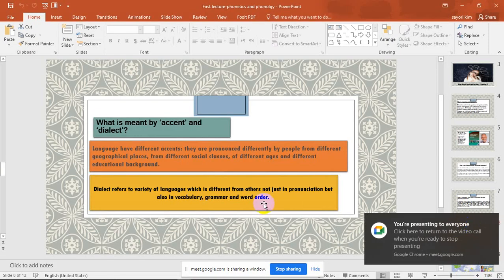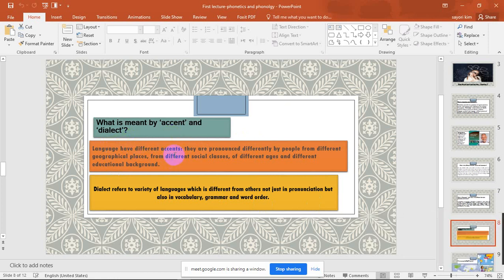So what is meant by accent and dialect? Language have different accents. Every language in the world have different accents. They are pronounced differently by people from different geographical places. طبعا geographical places is really important factor in defining your accent. Like if you were born in Baghdad, you will have a different accent if you were born in Najaf or in Nasriya, let us say.